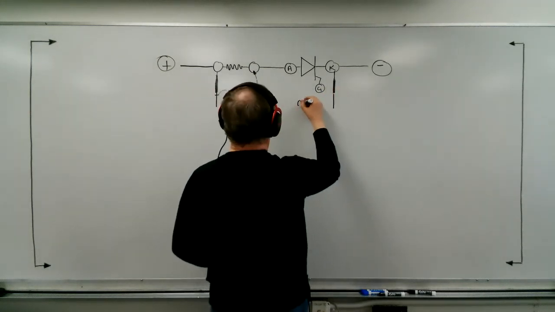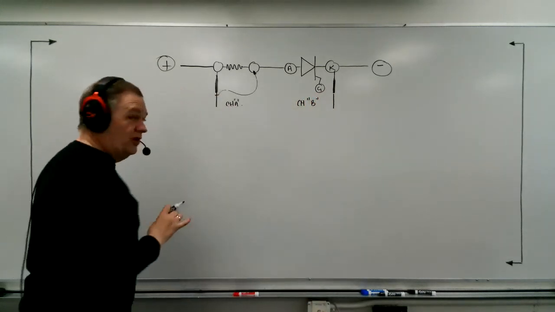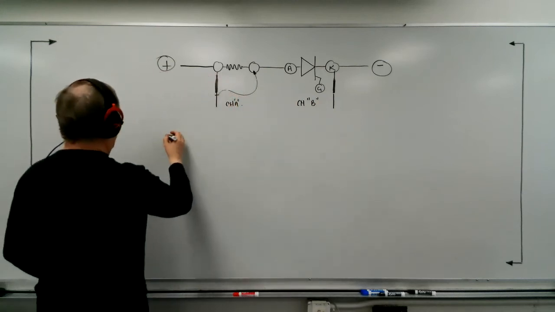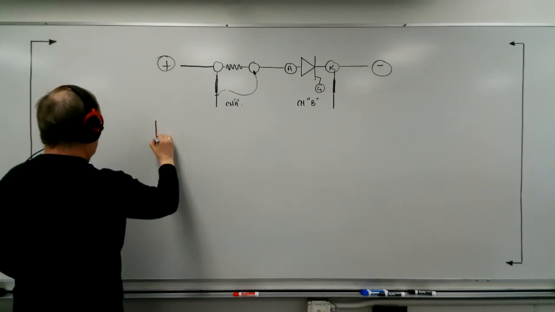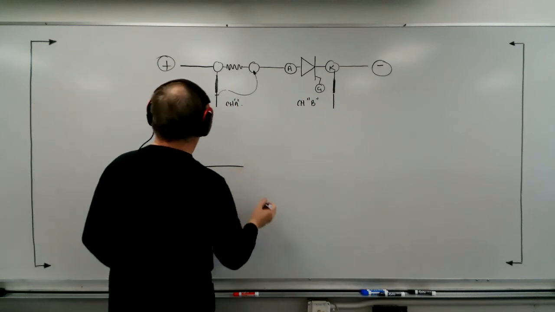So channel B. And what I'm going to do is I'm going to draw the waveforms for you, and it's important that we can see what these look like. So let me just put a little graph here. This would be like a little scope window that you would see.